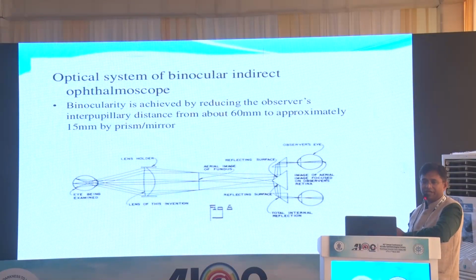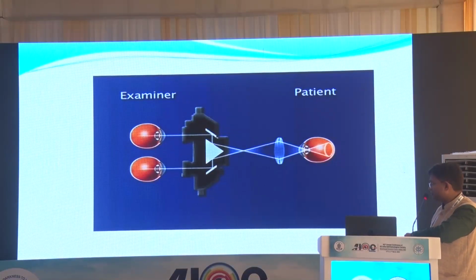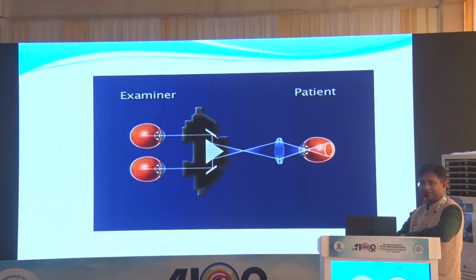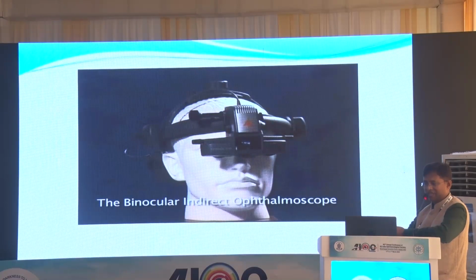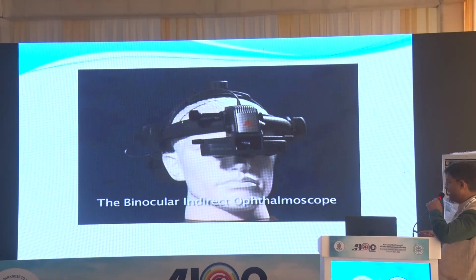Then comes how we gain binocularity. Binocularity is achieved by reducing the observer's IPD, interpupillary distance, from about 60 millimeters to approximately 15 millimeters by the use of prism and mirror. This is the picture where we have used the prism and mirror, and we have reduced the IPD to approximately 15 millimeters. So this gives binocularity. This is the indirect ophthalmoscope which we are talking about. This is the headgear. This is the illuminating system. We divide it into two parts: one is the headgear, which fits on our head, and the other is the illuminating part.